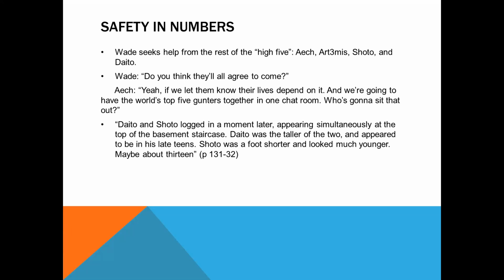So they all log on to the Oasis and specifically are sent links to meet up in the basement simulation that H has created. Daito and Shoto logged in, appearing simultaneously at the top of the staircase. Daito was the taller of the 2 and appeared to be in his late teens, where Shoto was a foot shorter and looked much younger, perhaps about 13.